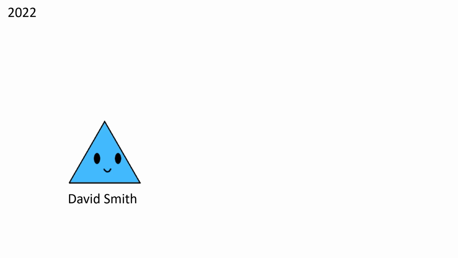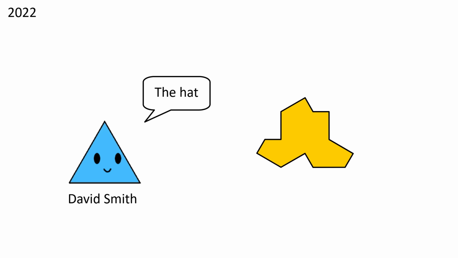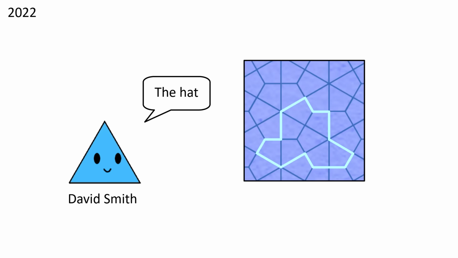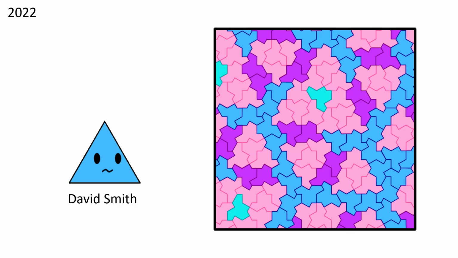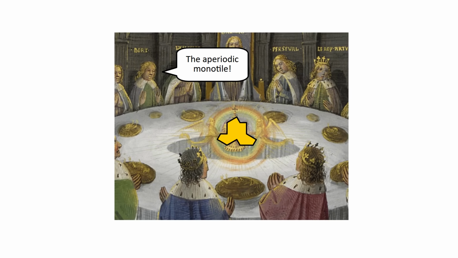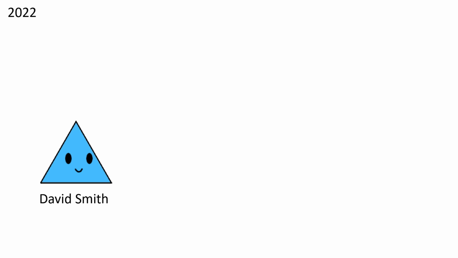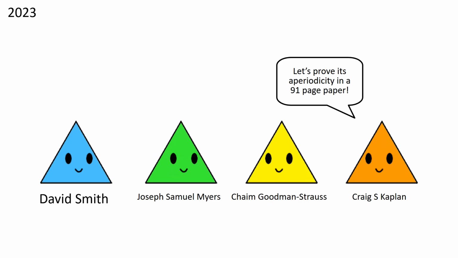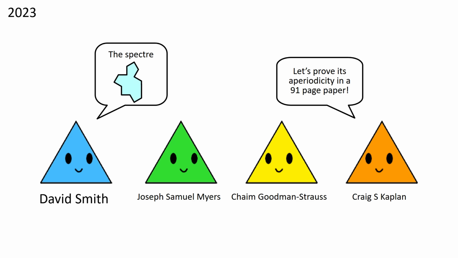But in 2022, David Smith came up with this shape. It's known as the hat, and is made of 8 of those kites from the deltoidal trihexagonal tiling. He noticed it tiled the plane in a really weird way, and that's because he'd actually discovered the long-awaited aperiodic monotile. He teamed up with experts to publish a proof of its aperiodicity a few months later, and in the process also made a version called the Spectre that tiles without needing its mirror image.